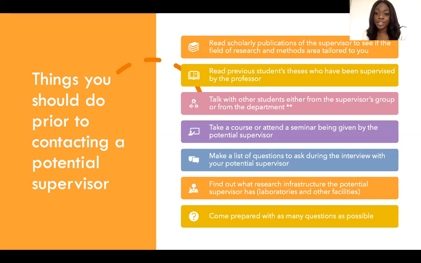Next thing is to take a course or attend a seminar being given by the potential supervisor. Or you can make a list of questions to ask during the interview with your potential supervisor. You could also find out what research infrastructure the potential supervisor has. You can even ask to come in and look at their laboratory, or just ask them during the interview what kind of facilities and instruments they have, to see if it's good enough for you to carry out your research project. And before you meet your potential supervisor, it's best to come prepared with questions to ask.